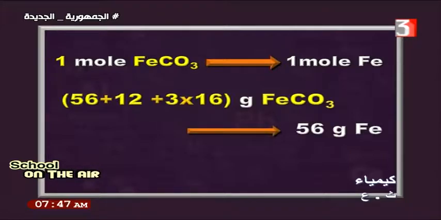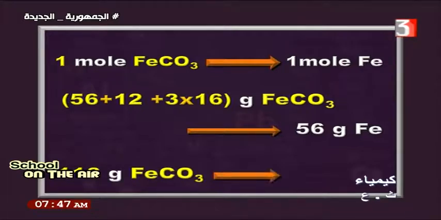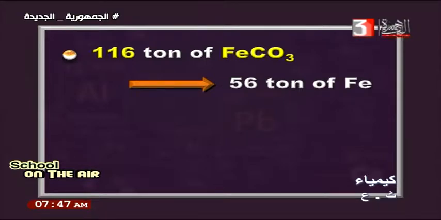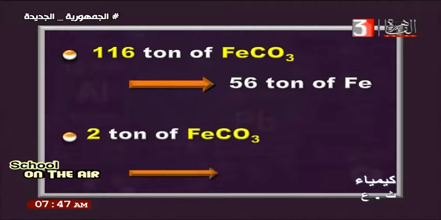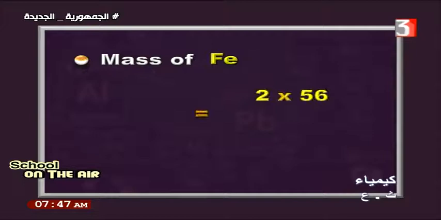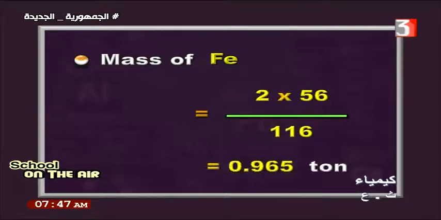So the molar mass of iron 2 carbonate contains 56 gram of iron. So 116 gram, which is the molar mass of iron 2 carbonate, gives 56 gram of iron. So 116 ton of iron 2 carbonate also gives 56 ton of iron. So here 2 ton of pure iron 2 carbonate contain x ton of iron, and by cross multiplication we can get the mass of iron as shown on the screen, which equals 0.965 ton.